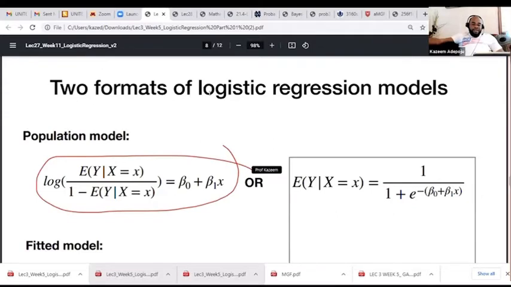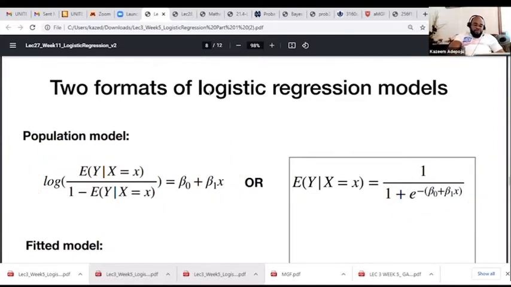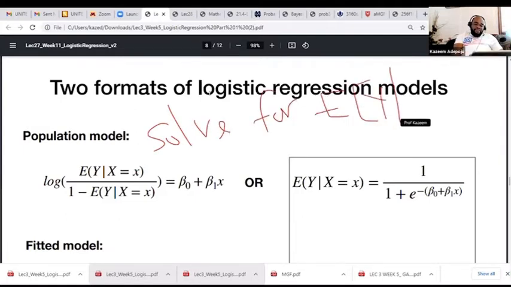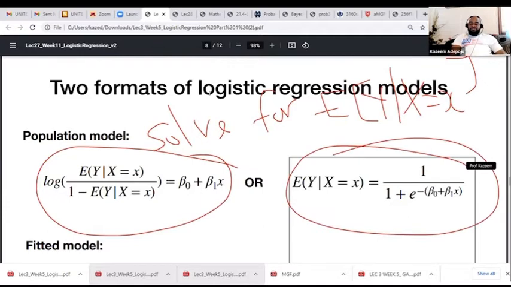Okay, that is a logit form, and this is a probability form. How do we get the probability form? If you solve for the expected value of y given x equal to that, from here, it's actually going to give you this. You can try and solve for that. It's going to give you that.